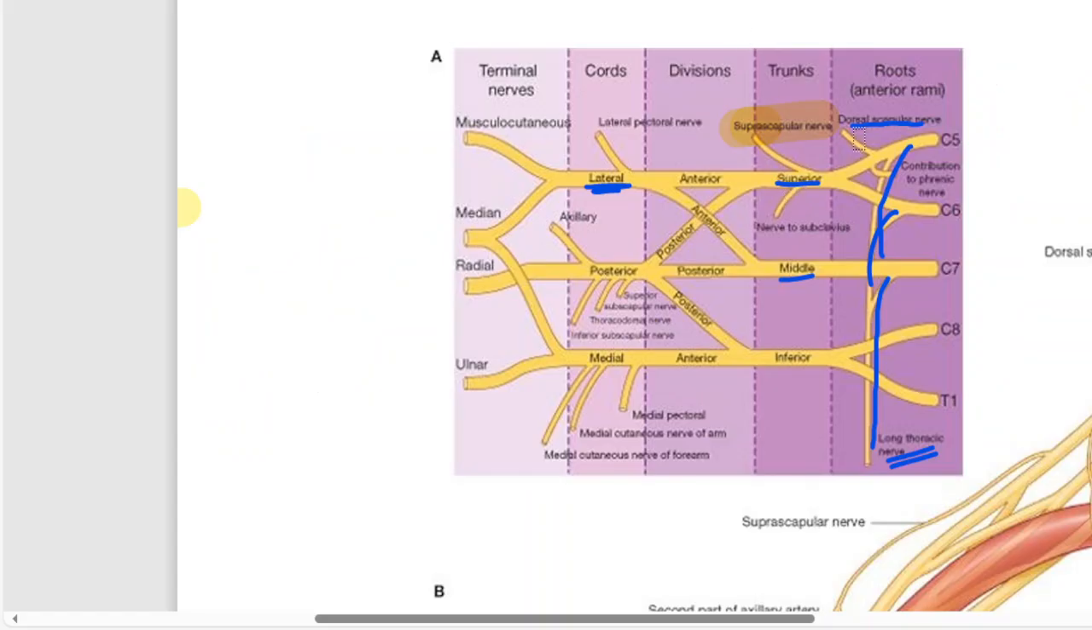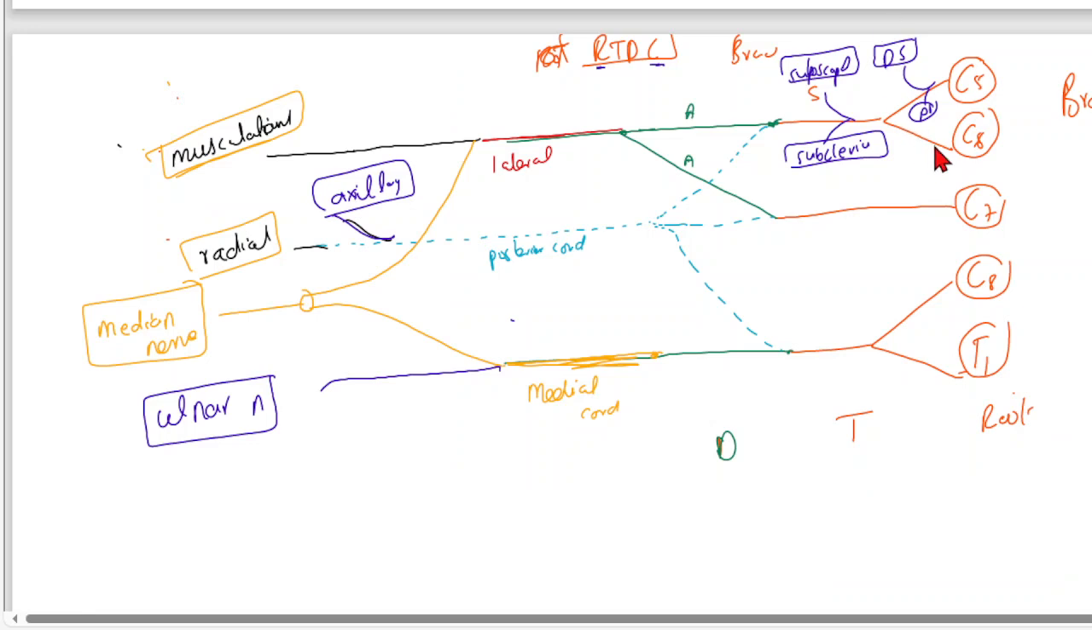Now from the root, from C5, C6 and C7, the long thoracic nerve arises from this area. Okay. Now from this area these nerves arise. From the division, no nerve arises. Now from the cord, you have to understand which nerves arise.